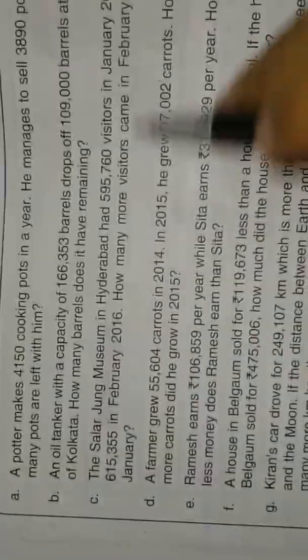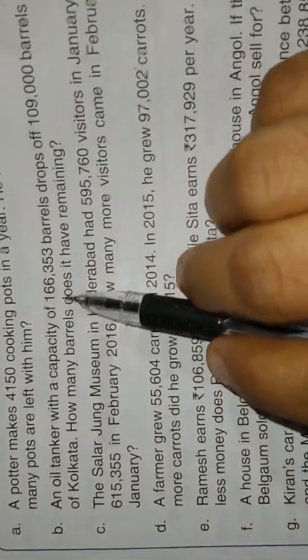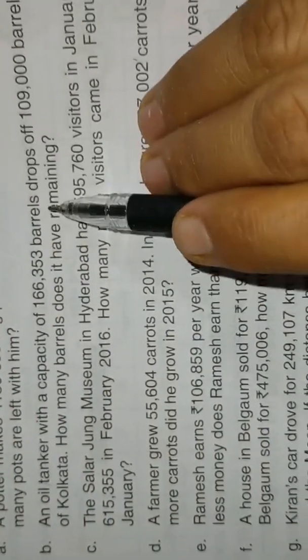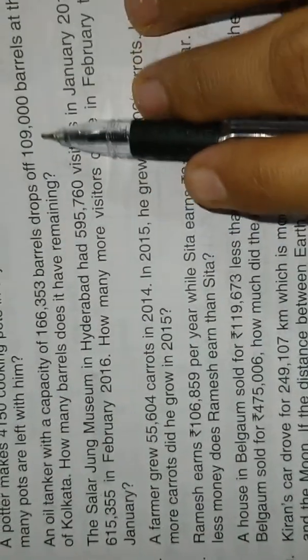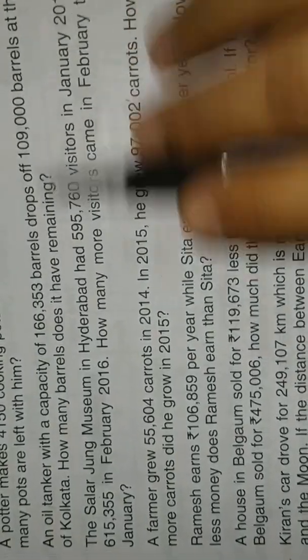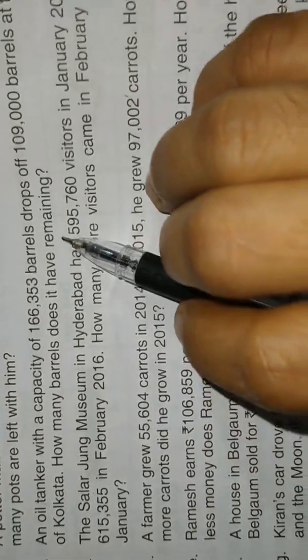Now second one, B1 sum: an oil tanker with the capacity of 1,66,353 barrels drops off 1,09,000 barrels at the port of Kolkata. How many barrels does it have remaining?